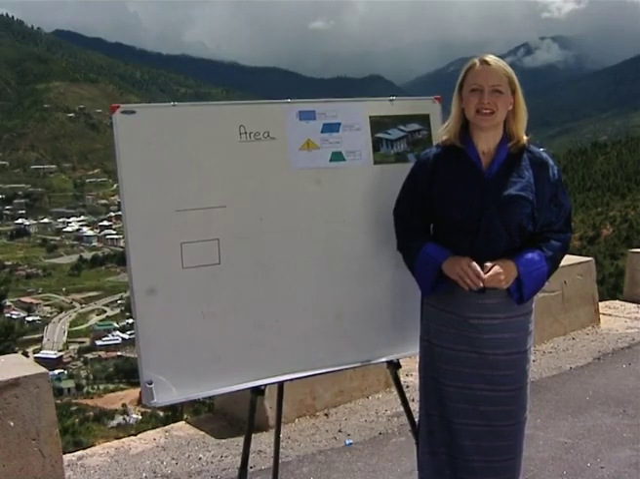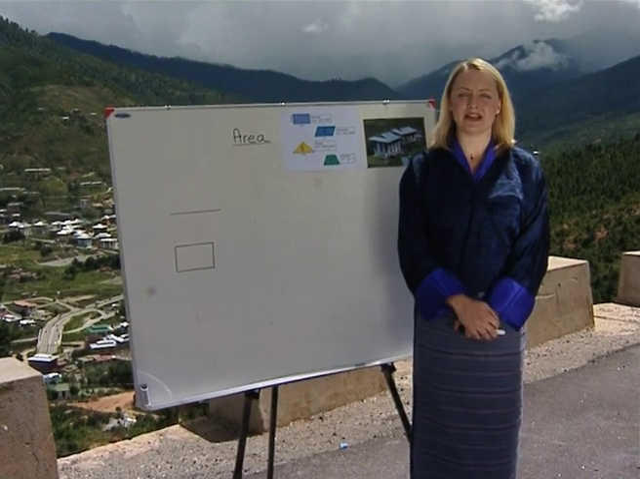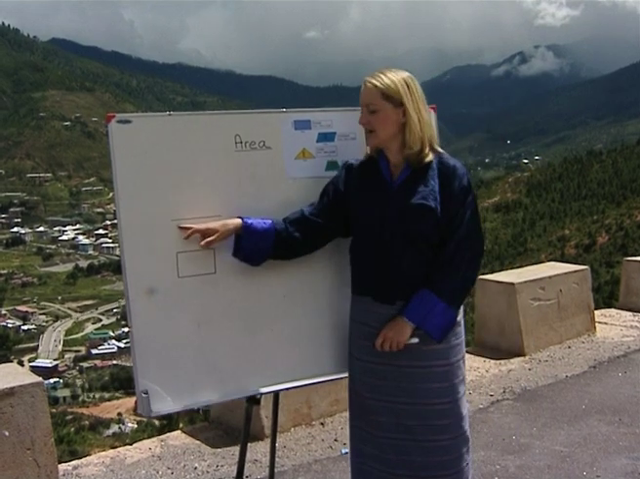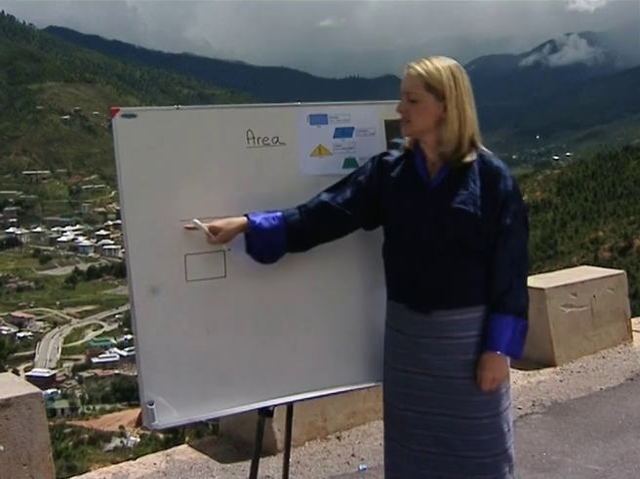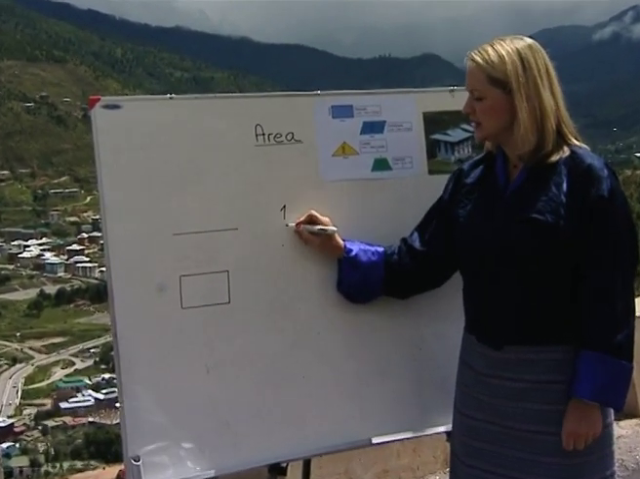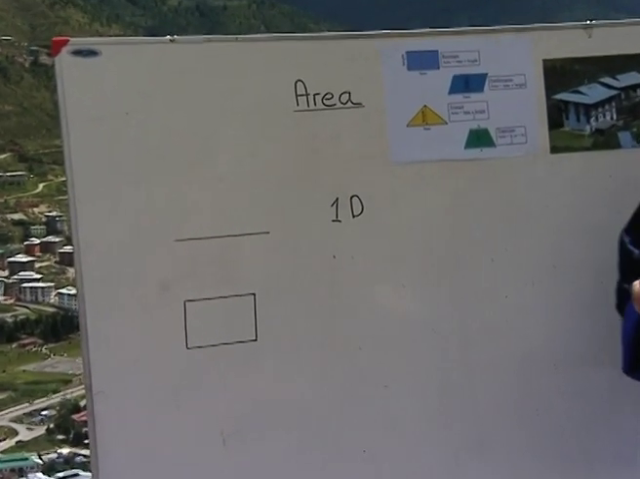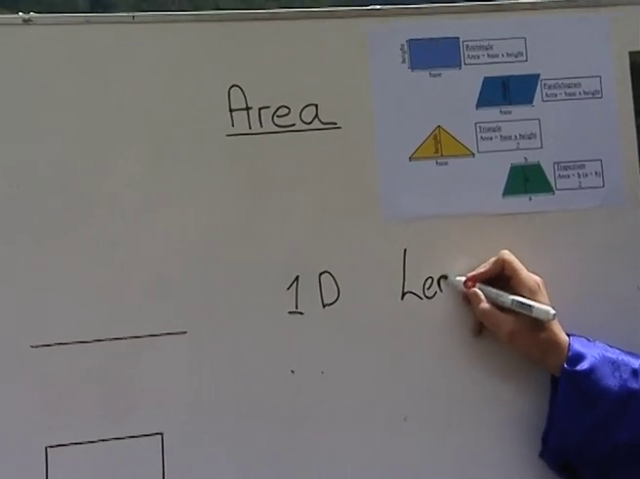Okay, so let's start off by having a look at what area actually means mathematically. And to do that, we're going to go back to basics. So first of all, let's have a look at our line. This line only has one dimension. So this is a one-dimensional object, 1D. And the one dimension that this line does have is a length.